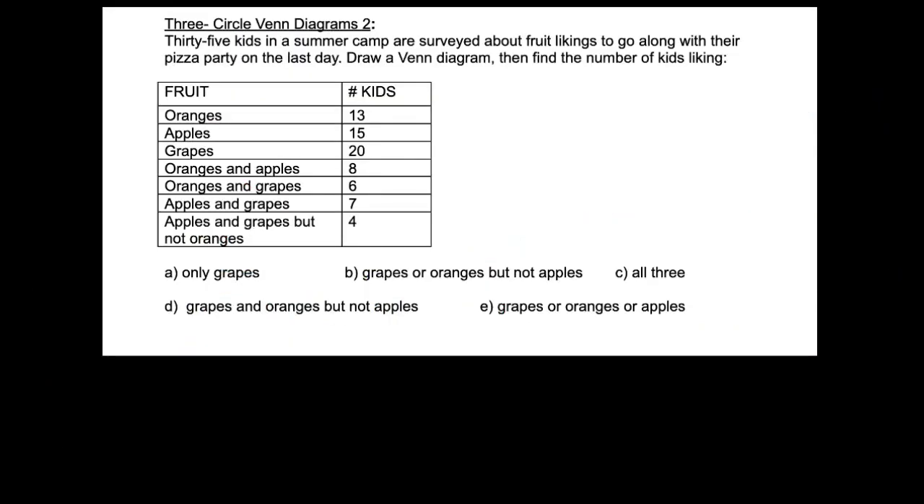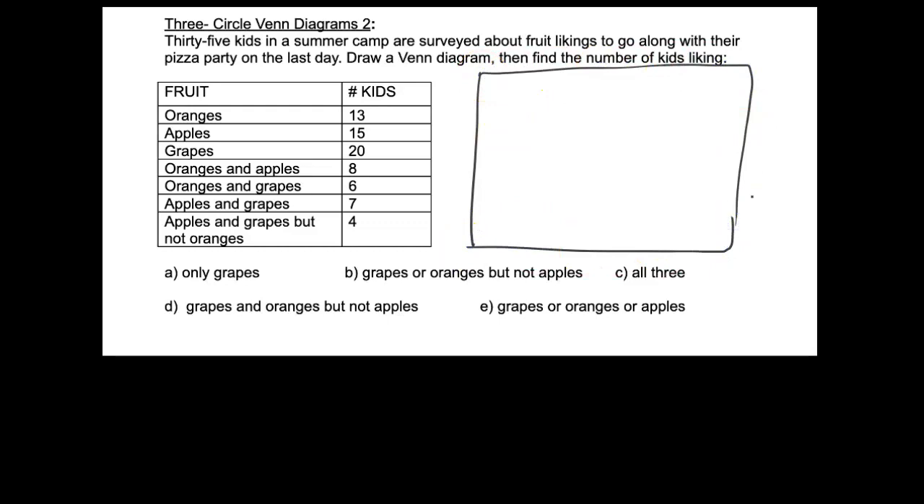All right, so let's try another example. In this one, we've got 35 kids in a summer camp. They're surveyed about fruit likings to go along with their pizza party on the last day. We're going to draw a Venn diagram and then find the number of kids liking, and then we've got all of those questions below. So I'm going to start by drawing a Venn diagram with 3 circles.